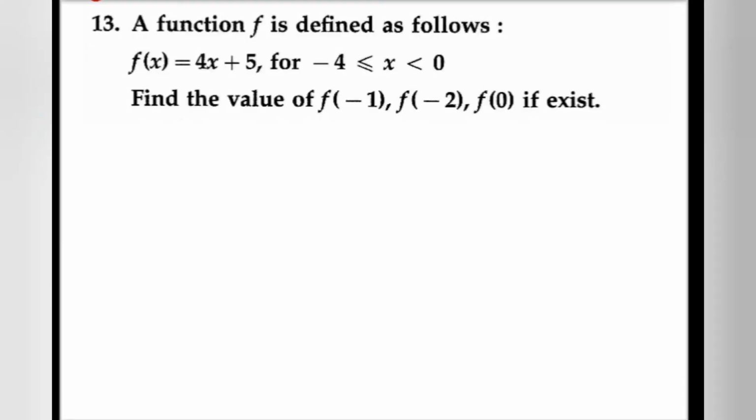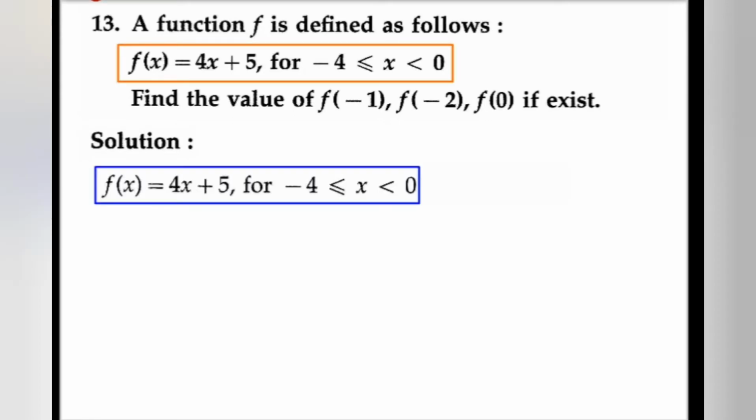Question number 13. A function f is defined as follows. f of x is equal to 4x plus 5 for x is greater than or equal to minus 4 but less than 0. Find the value of f of minus 1, f of minus 2, f of 0 if exist.